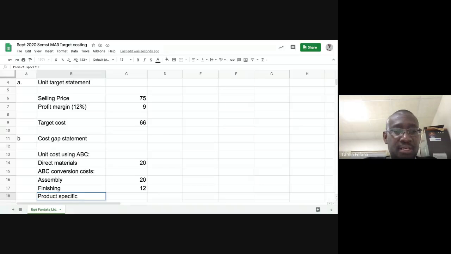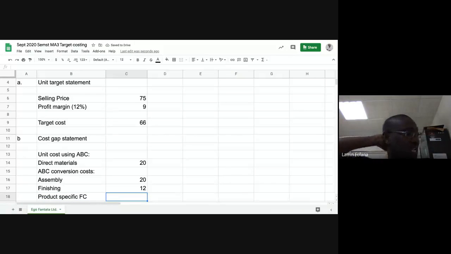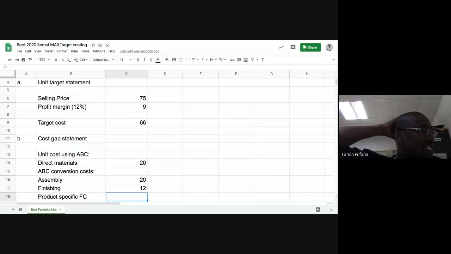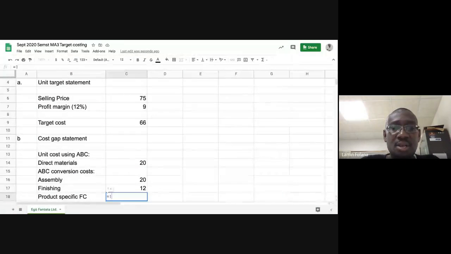Product specific FC for fixed cost. Okay, so the product specific fixed cost has been given to us at 170,000. That's the total, and the total units is 12,000. So we say 170,000 divided by 12,000.